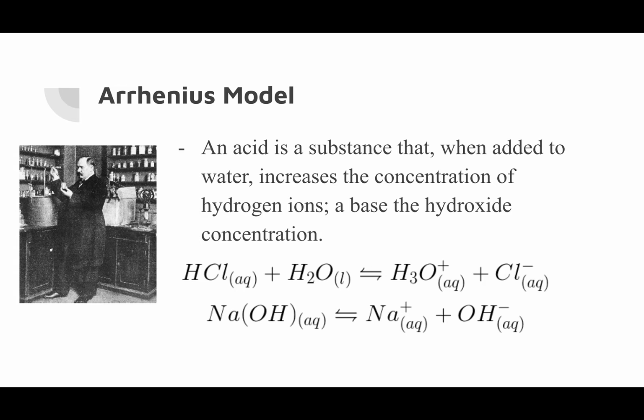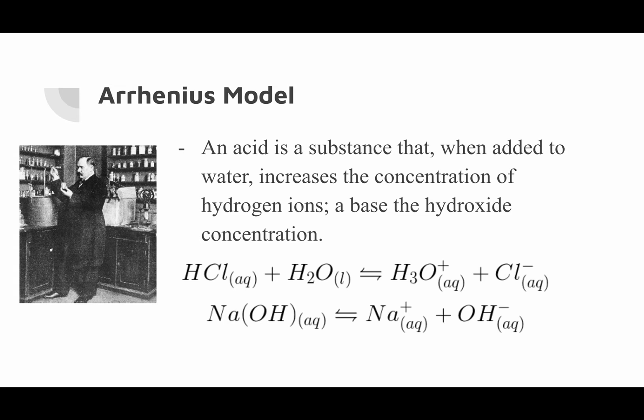So one first early milestone in our understanding of acids and bases comes from the Swedish scientist Svante Arrhenius. You may recall Arrhenius from kinetics, right? The collision model, his Arrhenius equation. So the Arrhenius definition of acids and bases is that an Arrhenius acid is a substance that when added to water increases the concentration of hydrogen ions. And a base is that which increases the hydroxide concentration.